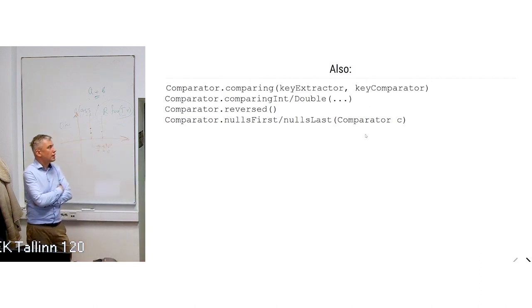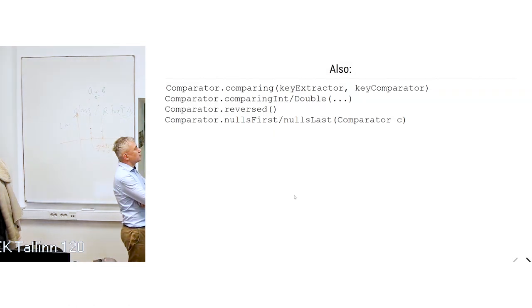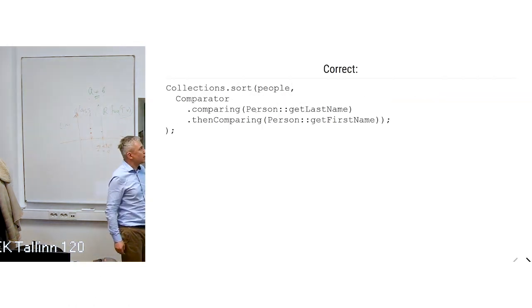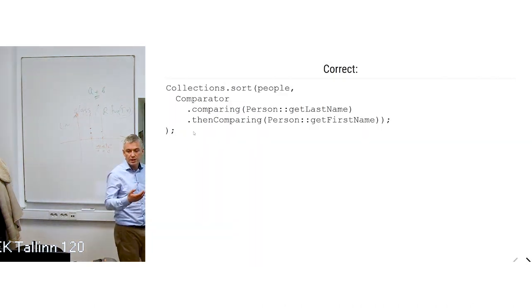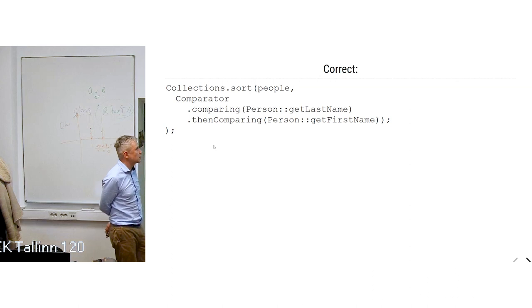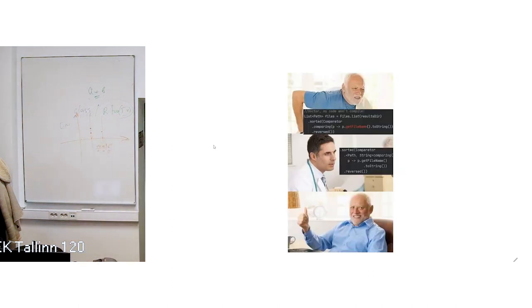So also we have comparator comparing by key extractor. Also we have comparator reversed, because the order might be reversed, so you just put a dot reversed here. I just want to sort it in reversed order. Just put reversed here, and it's like clicking in Excel, you know, A to Z, Z to A. So you just add reversed here and you get what you want. So it's that easy. Okay, I will not show you this one. Okay, I will show you this one.